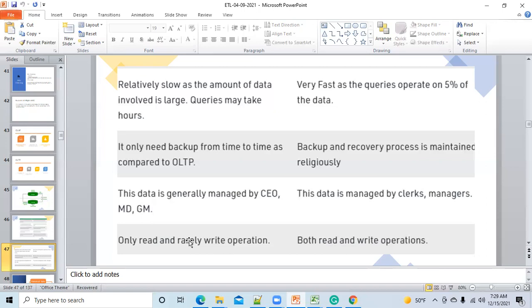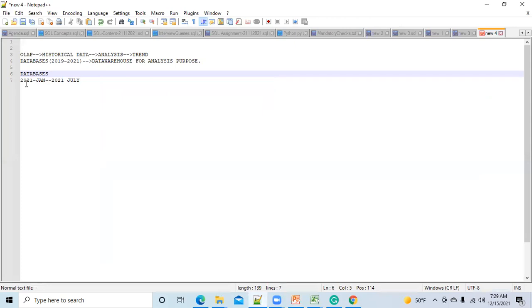In a database, the backup and recovery process is maintained religiously. That's what I told you. Religiously means you have to be very cautious about this, and do it punctually. Like here, suppose I have mentioned 6 months. After 6 months, you should move the data from the database to the data warehouse. You should be very punctual in moving data from the database to the data warehouse.